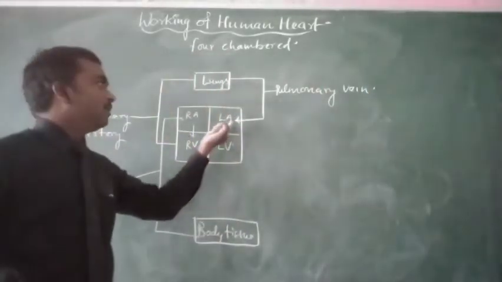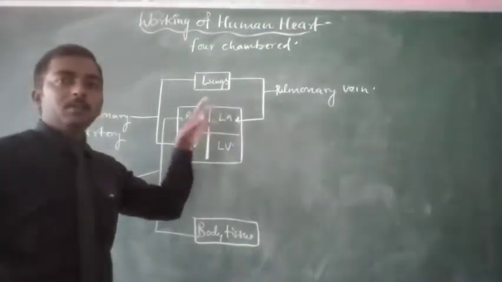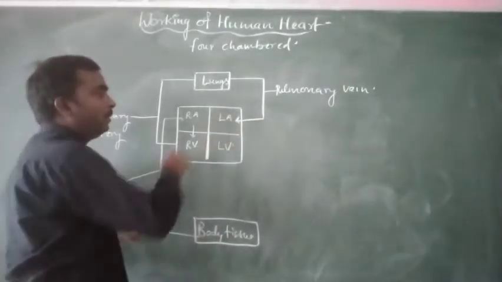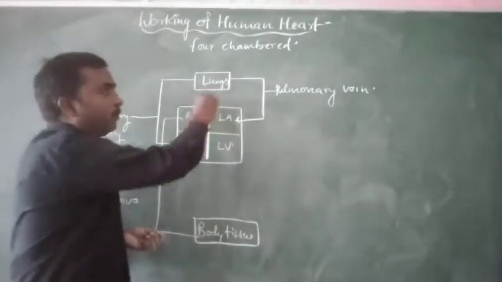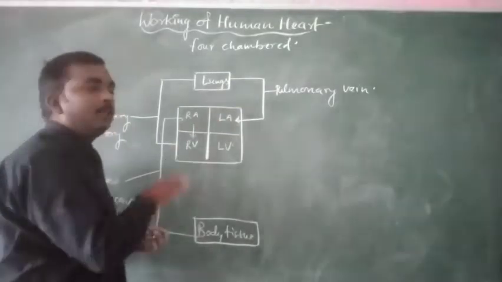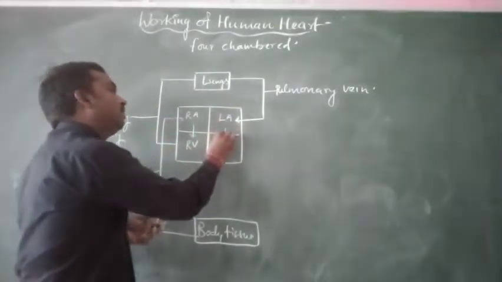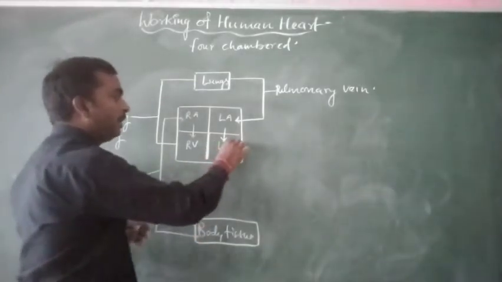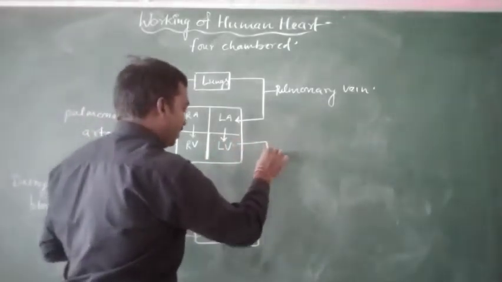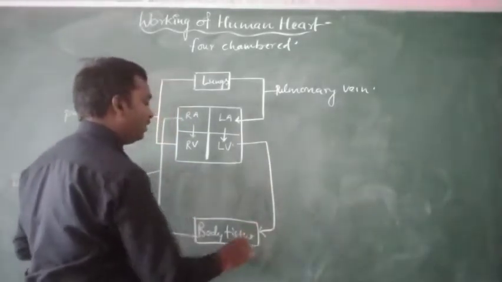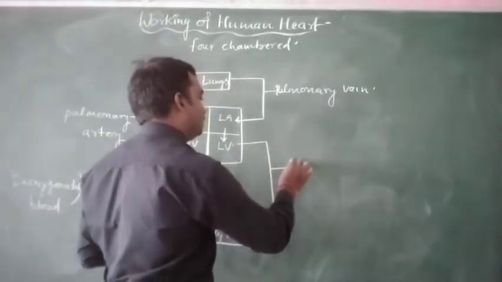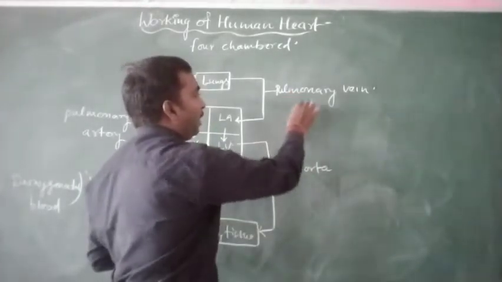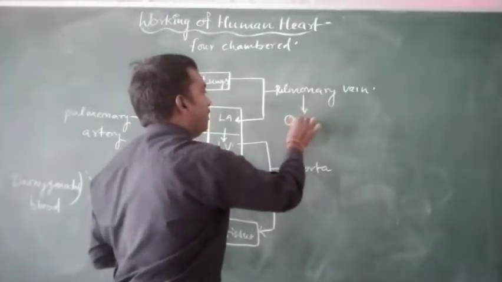The pulmonary vein transfers the blood to the left auricle when it remains dilated. After dilation it receives blood from the pulmonary vein, and then it contracts, and after contraction the blood is transferred to the left ventricle. The left ventricle then contracts and the blood is transferred to the whole body, that is body tissue, through the aorta. The aorta and pulmonary veins carry oxygenated blood.